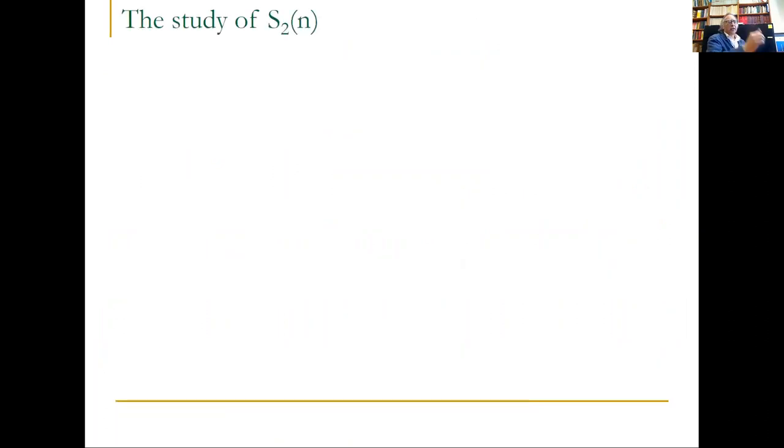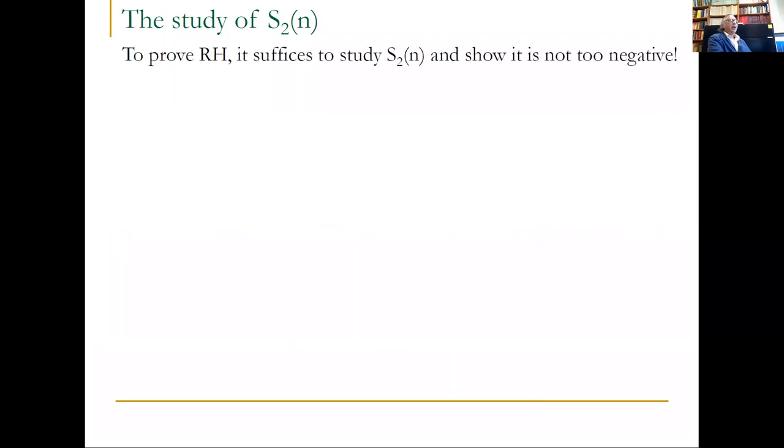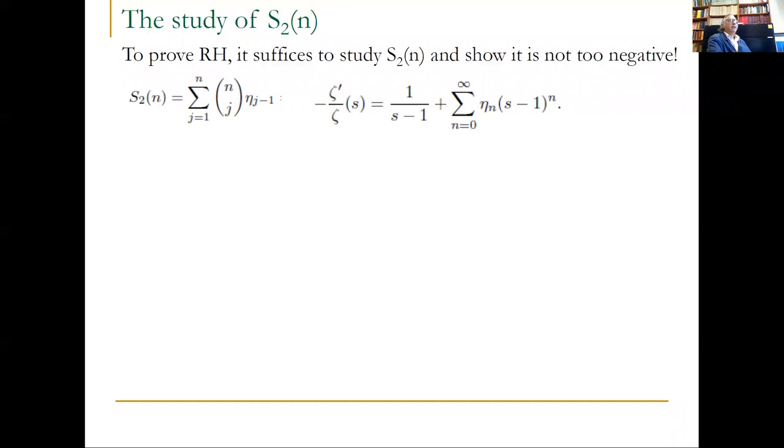I gave a course on probability and number theory last term at the Fields Academy, and I actually proved that without the explicit formula. So the study of S2 of n, to prove the Riemann hypothesis, to study S2 of n and show it's not too negative, that's what we need to do. And these are the numbers.